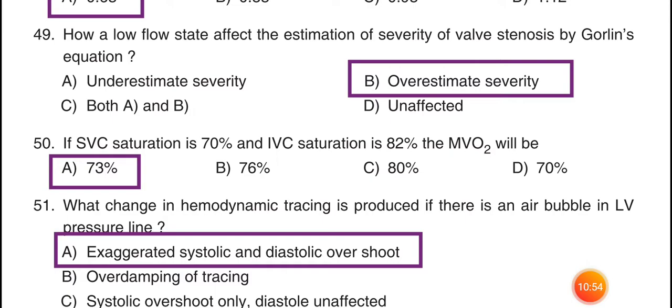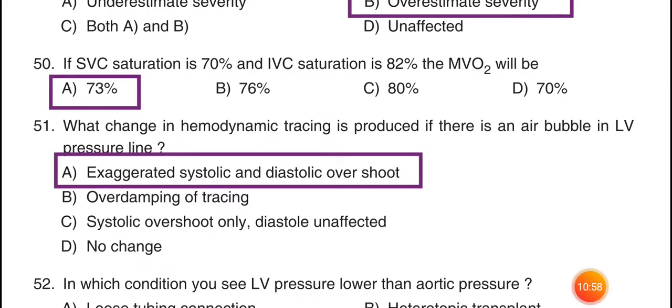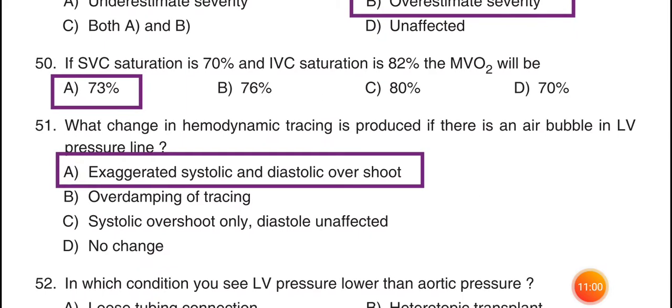Option B, overestimate severity. 50. If SVC saturation is 70% and IVC saturation is 82%, the MvO2 will be option A, 73%.